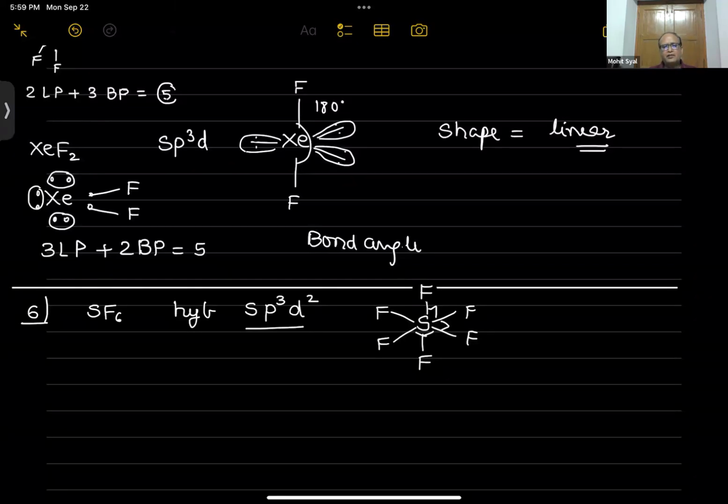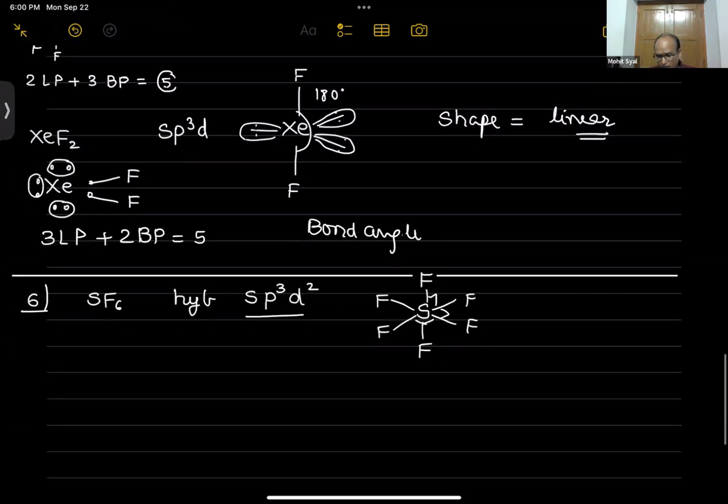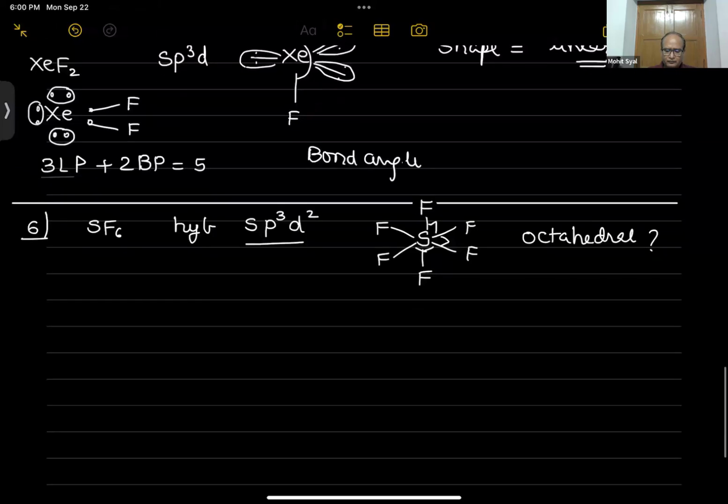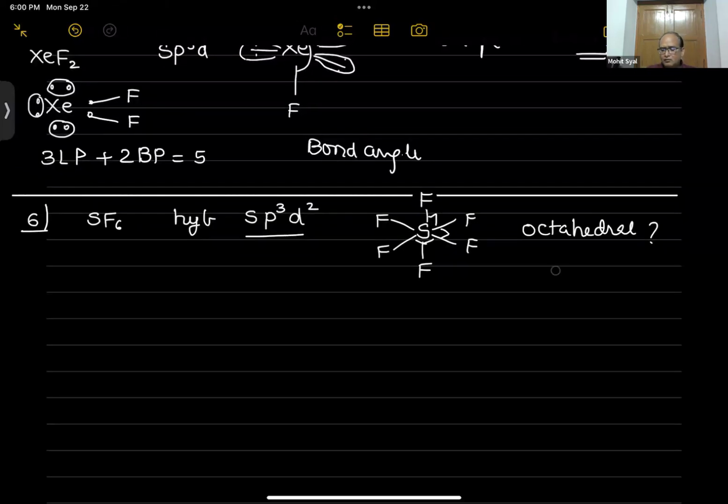This geometrical arrangement is known as octahedral. So you may be getting confused: if you have 6 bonds, how come it is octahedral? Octa means 8, but you have 6 groups.